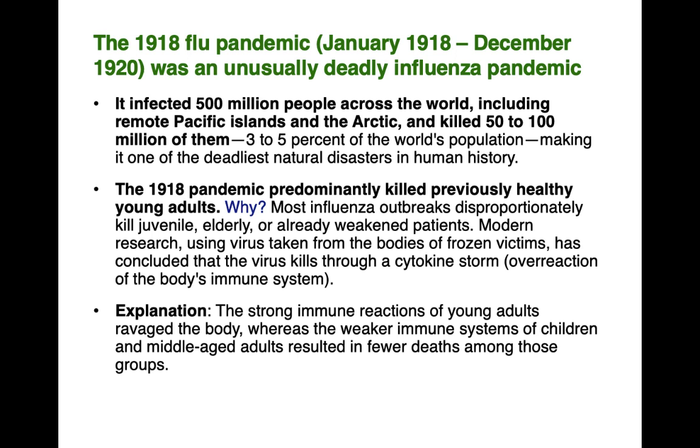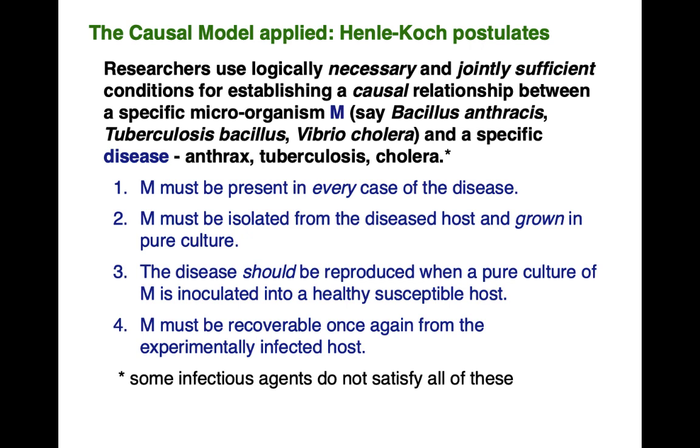Why? What explains this? Most influenza outbreaks disproportionately kill juvenile, elderly, or already weakened patients. Modern research using virus taken from the bodies of frozen victims has concluded that the virus kills through a cytokine storm, an overreaction of the body's immune system. So this is the explanation. The strong immune reactions of young adults ravaged the body, whereas the weaker immune systems of children and middle-aged adults resulted in fewer deaths among these groups. Here is an application of the causal model.